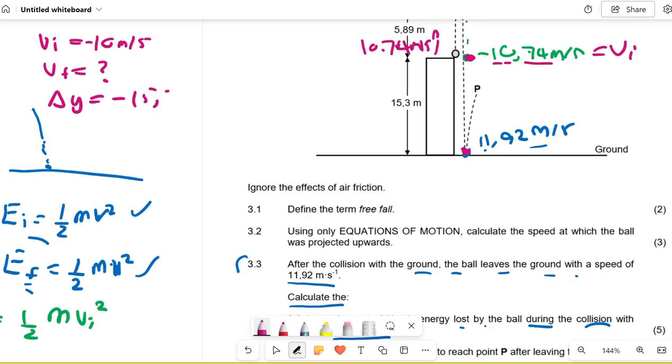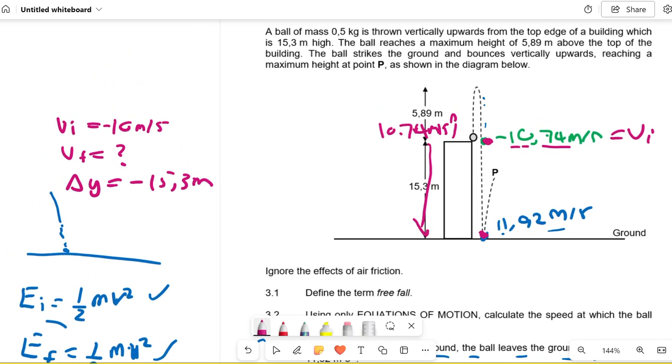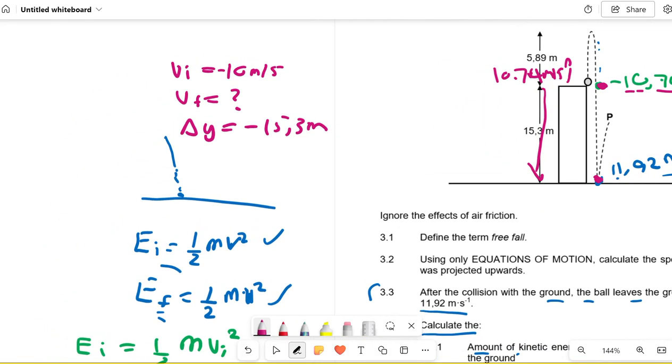Is it also fine if we used it from when the ball is at its maximum height? Yes, I could have done that as well. I'll do it quickly on the side. Okay, and then what else? Nice one.